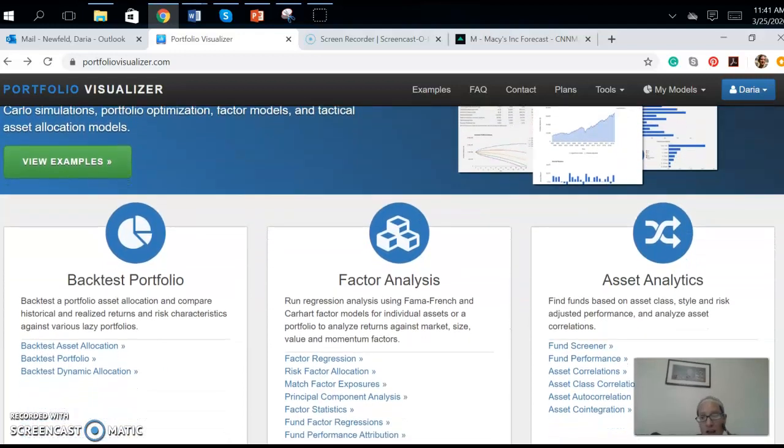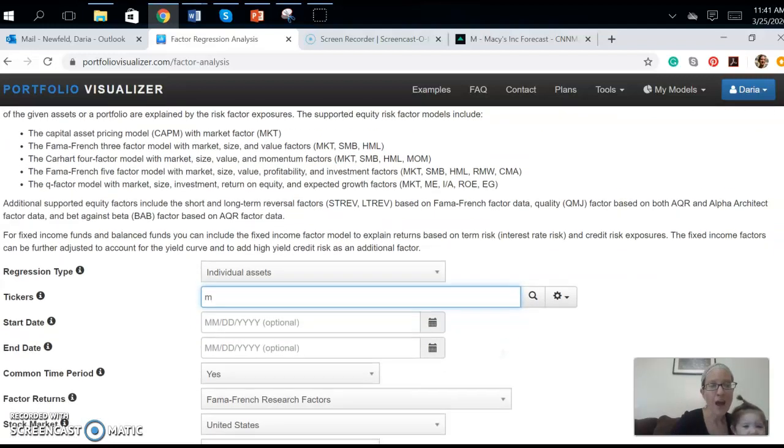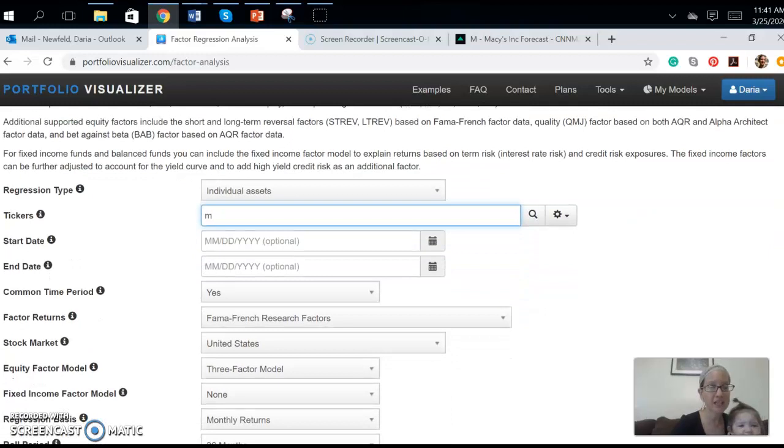Under factor analysis, go ahead and select factor regression. We're going to do this for an individual asset rather than a portfolio. We can go back and do it for a portfolio as well, and I'll show you how to do that in another part of this project. So I'm going to do Macy's. This is my typical example from 345. I'm going to leave the dates in there, and it's going to go back as far as it wants.